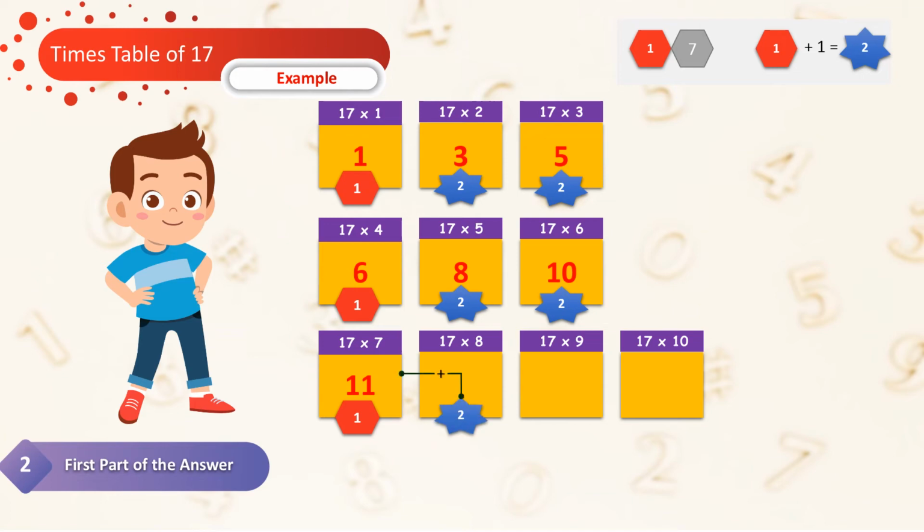Now, in the next box, you add 2 to 11. You get 13. Now, in the next box, we add 2 to 13. We get 15. In the last box, we add 2 to 15. You get 17. Step 2 is complete.